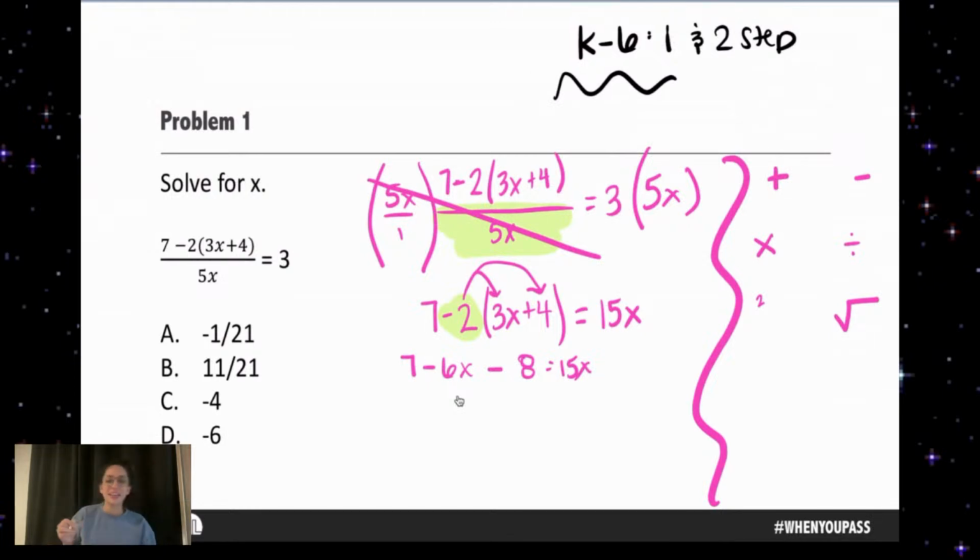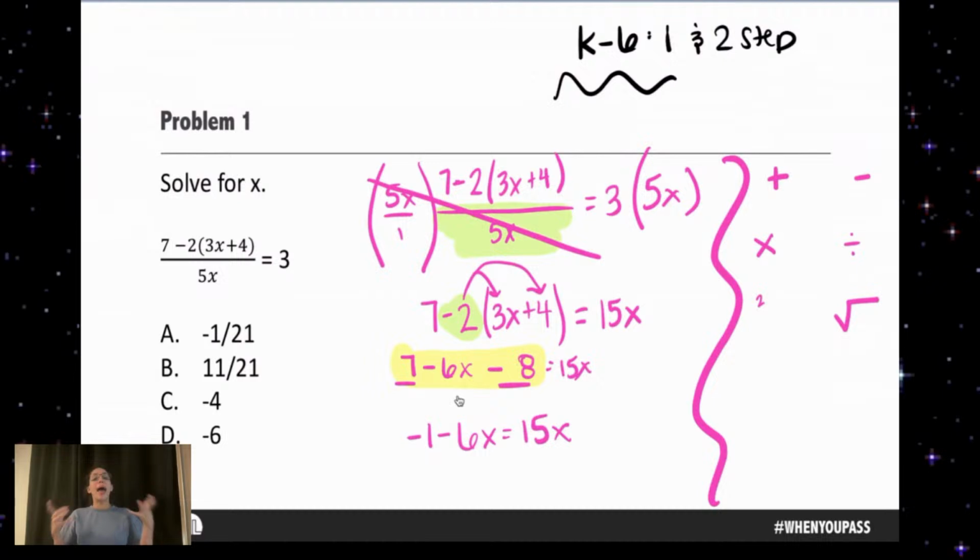The next step is to combine like terms. So on the left side of my equation, I have a 7 minus 8. Now, I cannot do 7 minus 6x minus 8. I can do 7 minus 8 because the 7 and the 8 do not have variables. Because the negative 6x has a variable, it cannot combine with regular, good old boring terms. So 7 minus 8 is negative 1 minus 6x equals 15x.